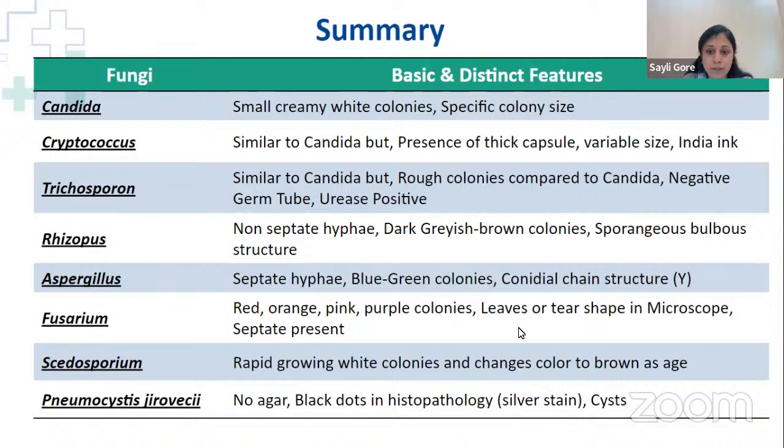Their shape in the microscope is like a leaf or a tear shape. Then Pseudallescheria presents as white colonies, and they change their color to brown as they age. There is one more, Pneumocystis jirovecii, which is a yeast-like fungus that doesn't grow on agar, but under a silver stain of the histopathology sample, it will show black dots like cysts.